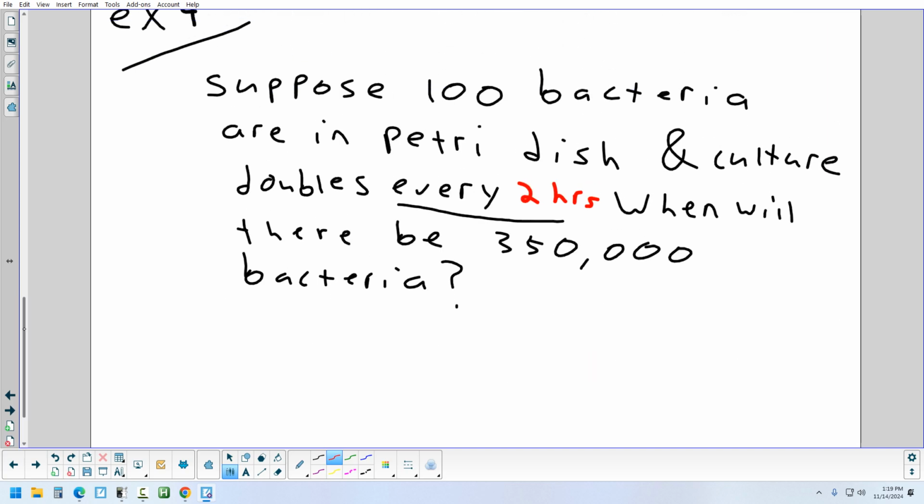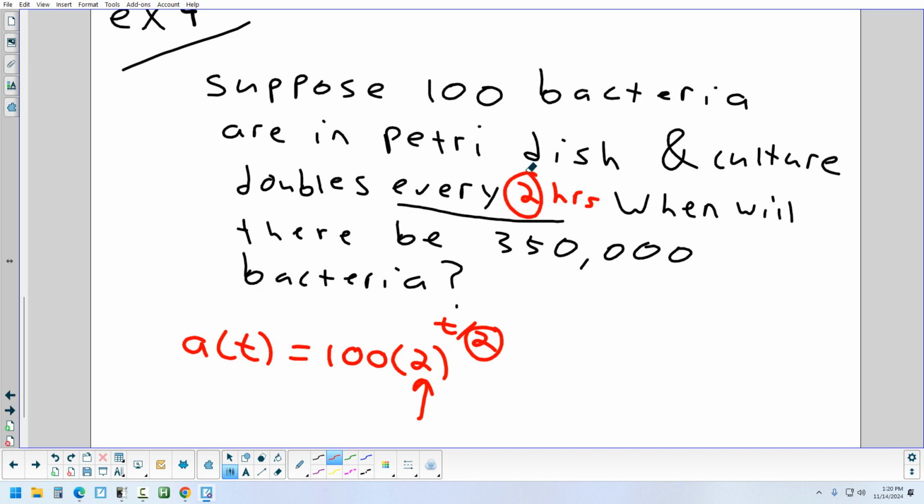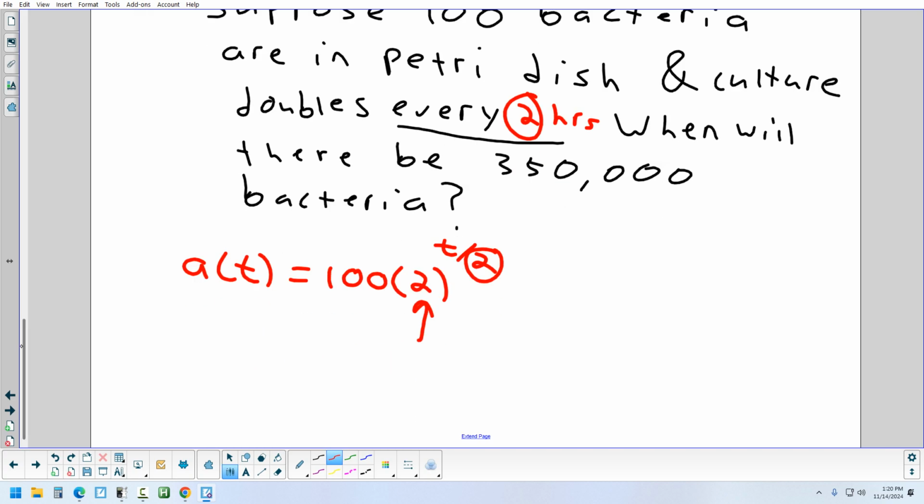Okay, so let's do our formula. It would be 100 and then in parentheses 2 to the t over 2. I'm going to use A to stand for the amount. So A stands for an amount of bacteria as a function of how much time has gone by. So it's 100 times what? 2 to the t over 2. Just a coincidence, they're both 2's. This is always a 2 when something doubles. That's a 2 because that was a 2. All right, so there's our formula.